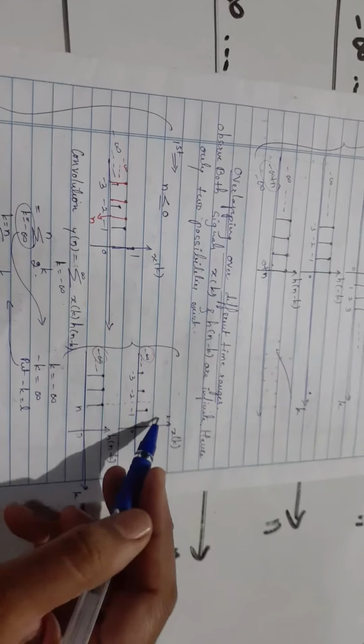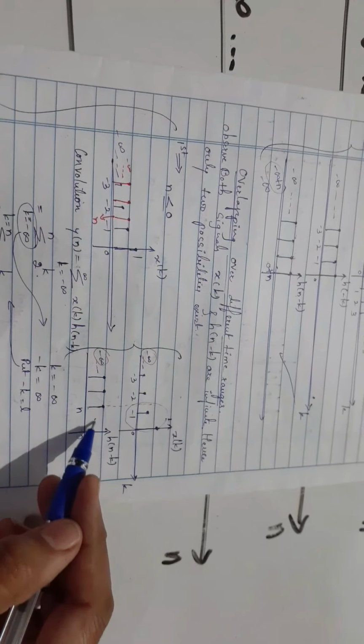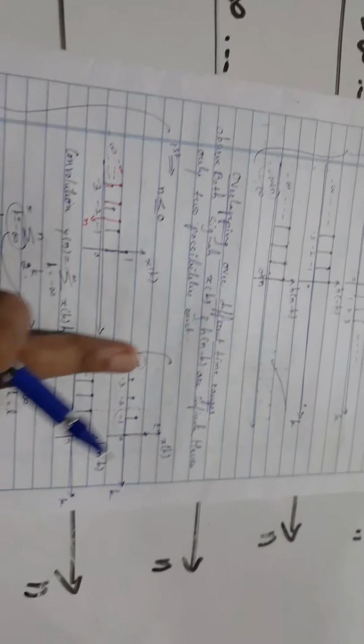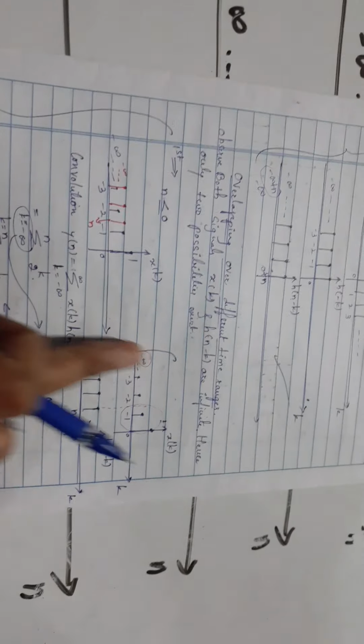After n, even though till 0 you have the first signal, this signal is 0. That's why from minus infinity till n your product exists. That's what is shown here. This shaded area includes the area available for multiplication.